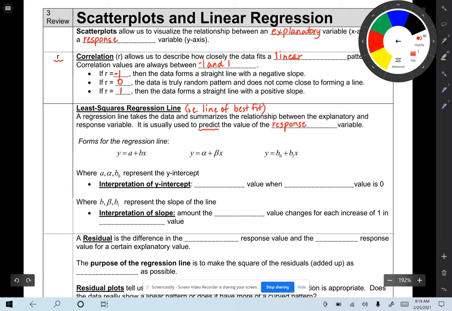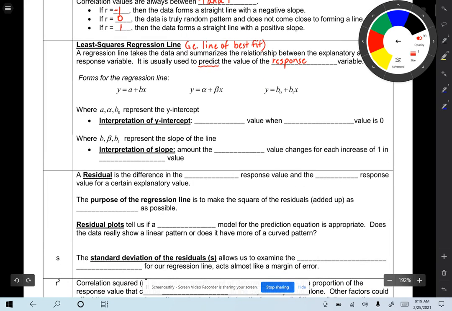You will see the linear regression form in many different ways. You can see it as y equals a plus bx, y equals alpha plus beta x, and y equals b naught plus b1 times x. They're all the same. This is the one that's represented on your formula sheet. Where a, alpha, and b sub 0 represent the y-intercept.